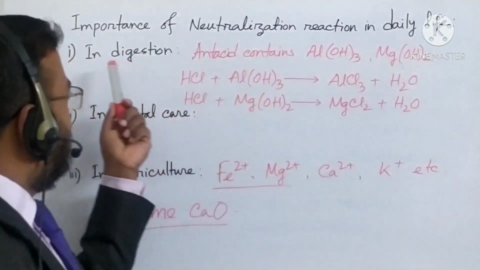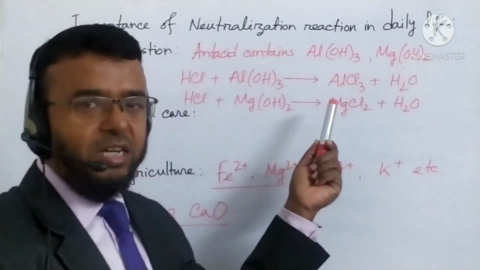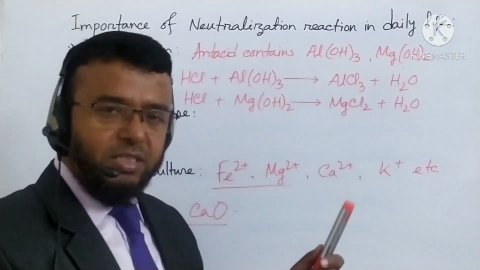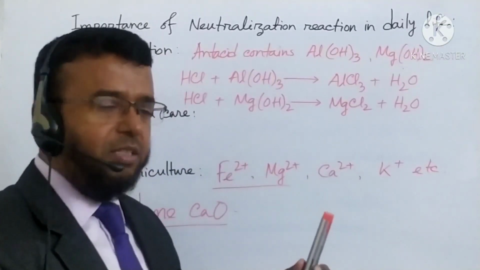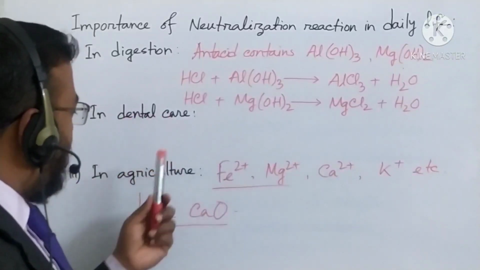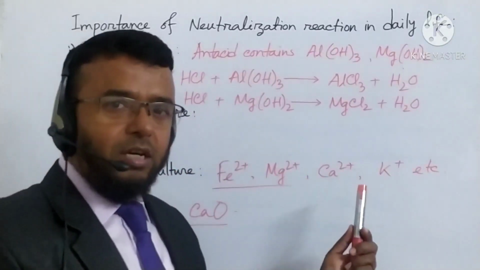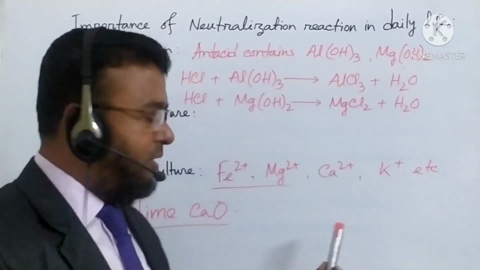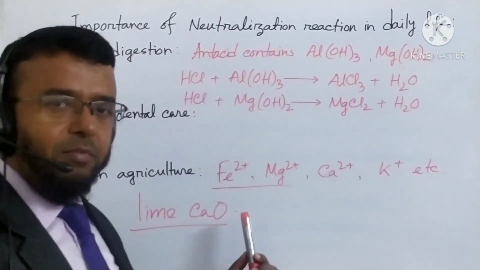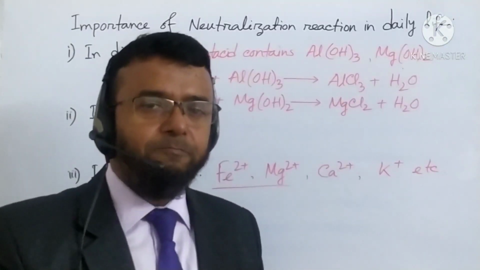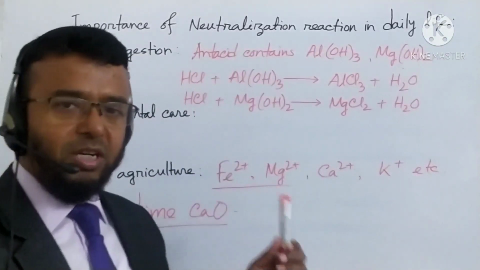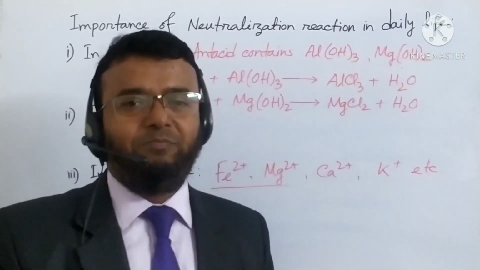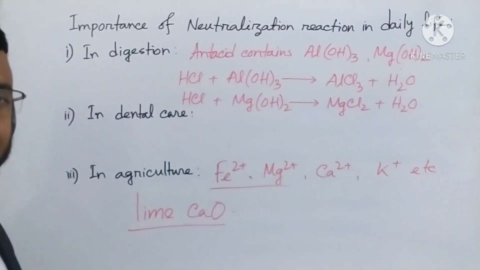First of all, I have shown in digestion by neutralization reaction acidity is removed. In dental care by using paste, that is the base, we take care of our dental health. Then in agriculture, the plants absorb different metallic ions from the soil, then soil loses fertility, then we use lime. So by lime there is a reaction in between and it is neutralization reaction, then again soil becomes fertile. Okay.